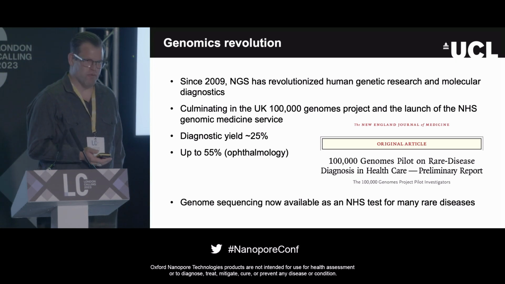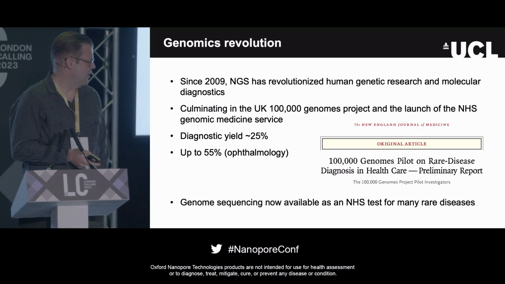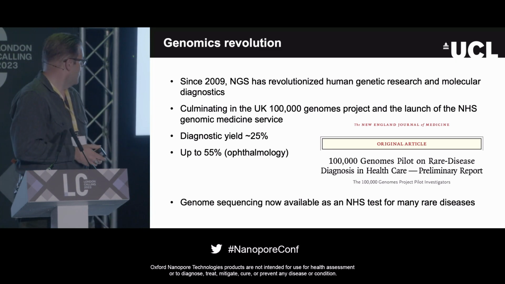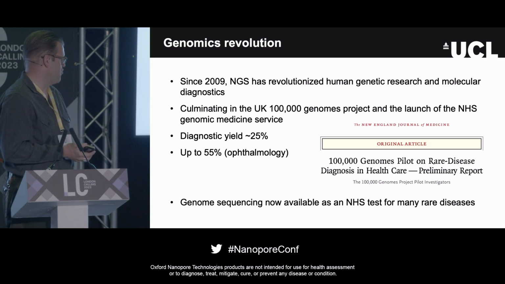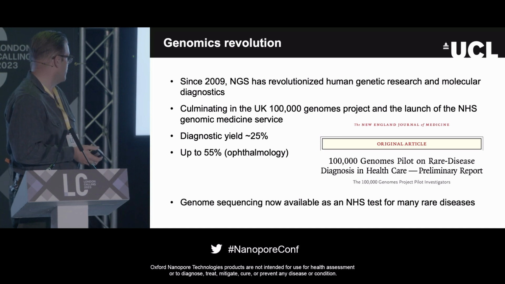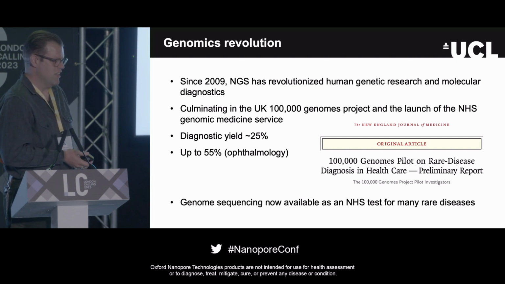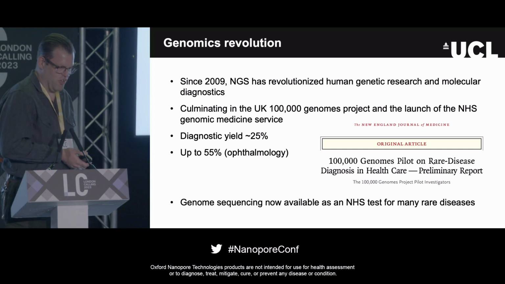As was mentioned this morning, we're in the midst of a genomics revolution now, and this came about in 2009 with the advent of the NGS era. This culminated in the UK with the 100,000 Genomes project, which you've heard about earlier today. But the diagnostic yield of whole genome sequencing using Illumina technology in the UK is somewhere in the region of 25% for rare disease. We do a little bit better than that in ophthalmology.